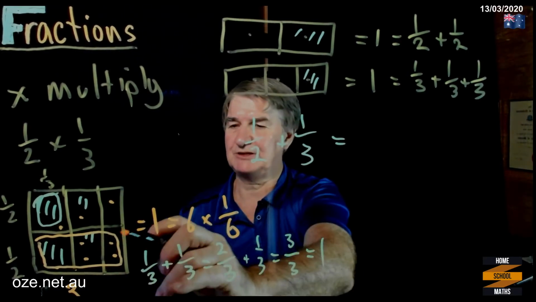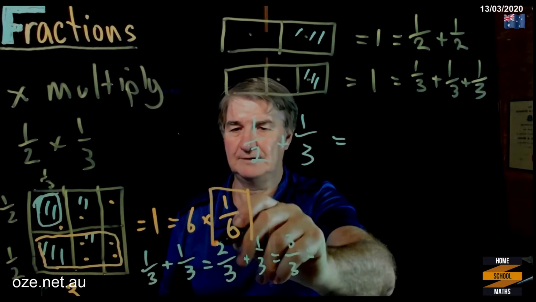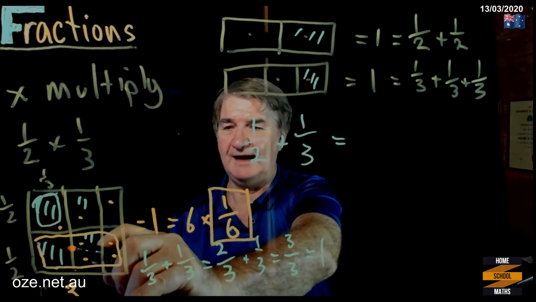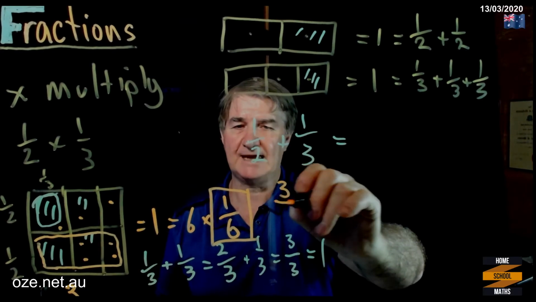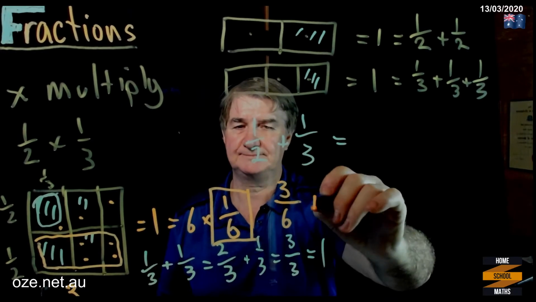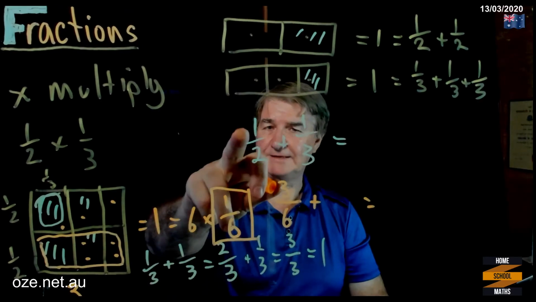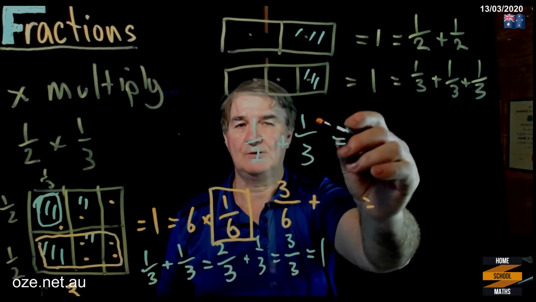And how much was each of those small squares? Remember? It was 1/6. So a half, another way we can write a half is 3 parts in 6. So you agree that a half is 3 parts in 6. Now what is a third?